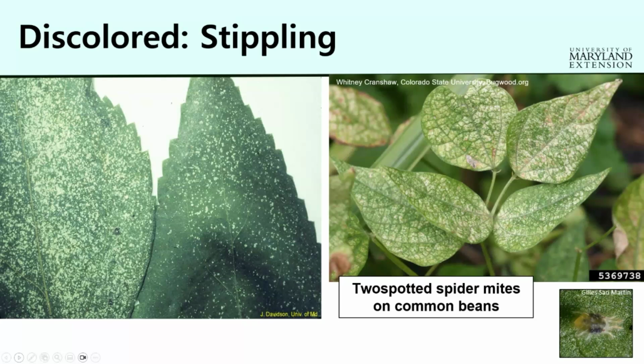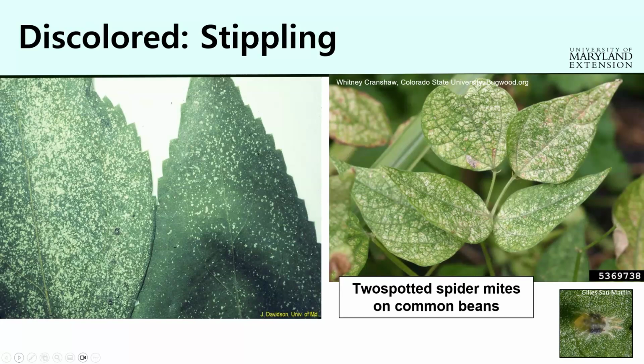So we're thinking this is our piercing sucking insects. They're sucking up individual plant cells and the contents, and then they're leaving behind this discoloration. A common culprit of this is two-spotted spider mite, as we can see on our right on common beans.